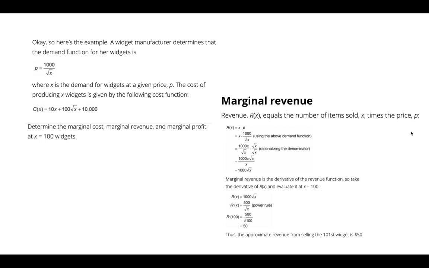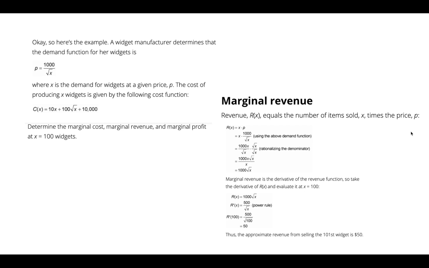Let's do the same thing for revenue. So if you'll remember, revenue equals the number of items sold, x, times the price, p. All right, so we're using our demand function here because that gave us a function in terms of x for our price. And we're going to have x times p, which is x times 1,000 over the square root of x. If we rationalize our denominator, we're going to multiply on top and bottom by the square root of x, and that's going to give us 1,000x times the square root of x over x. We can cancel the x's, and we get 1,000 square root of x. Whew. So that is the revenue function.